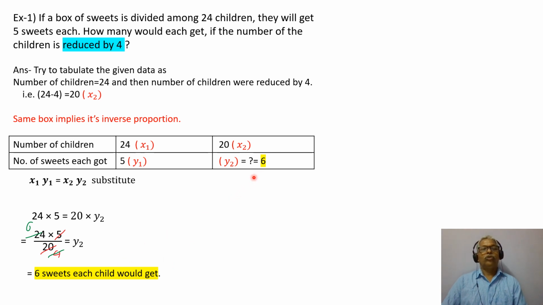Such types of problems are very easy if you read the question, try to find the exact meaning of it, and prepare this table correctly. So no problem. You can move ahead with this.